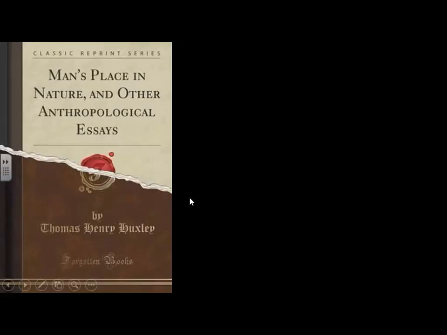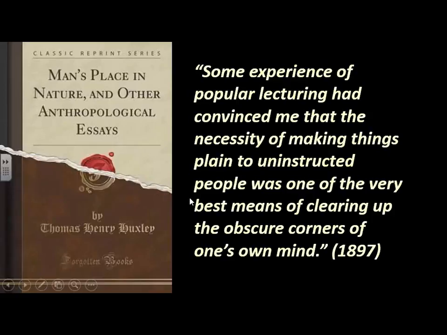Thomas Henry Huxley wrote this about science communication: "Some experience of popular lecturing had convinced me that the necessity of making things plain to uninstructed people was one of the very best means of cleaning up the obscure corners of one's own mind."